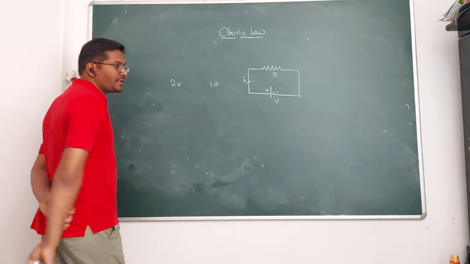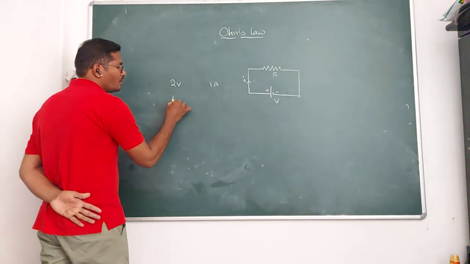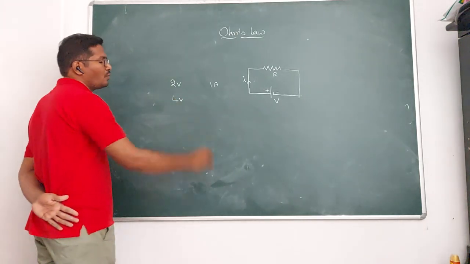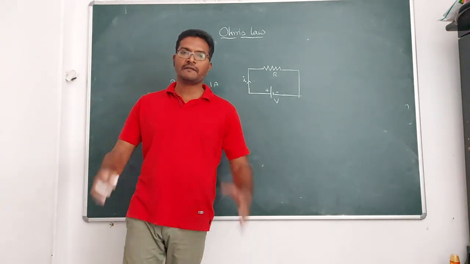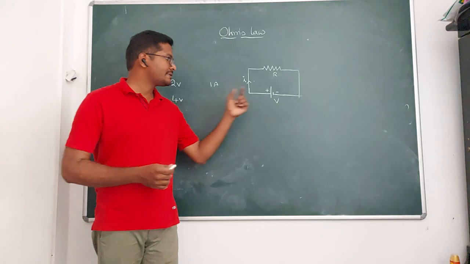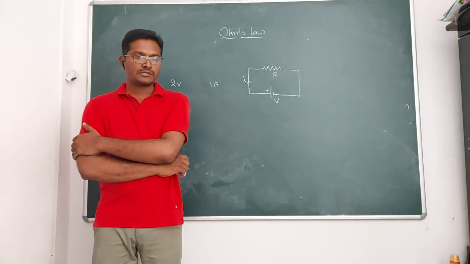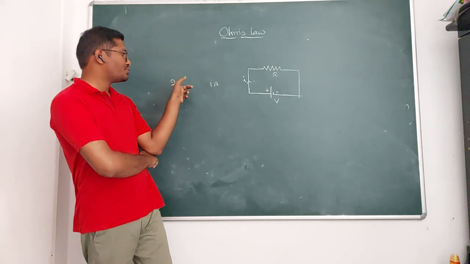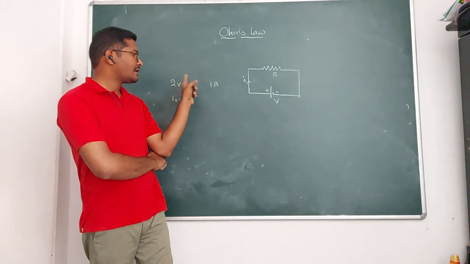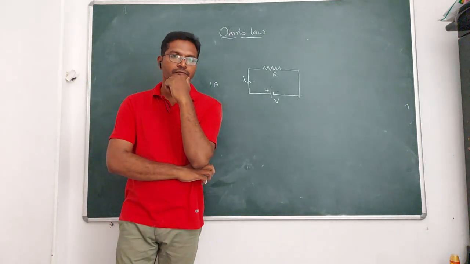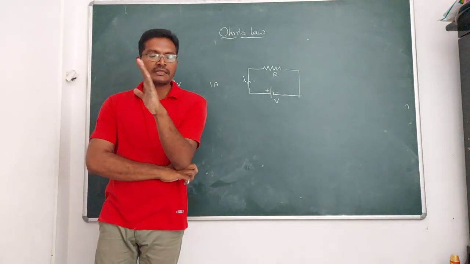Suppose I am increasing this voltage, that means the potential difference. How do you increase it? By connecting another cell here. So if I have increased the voltage to 4 volts, voltage increases means you are giving more energy. This cell contains chemical energy. So the energy provided by the cell is 2 volts here, and the 2 volts of energy will cause 1 amp of current. If you increase the potential difference, you are increasing the energy.